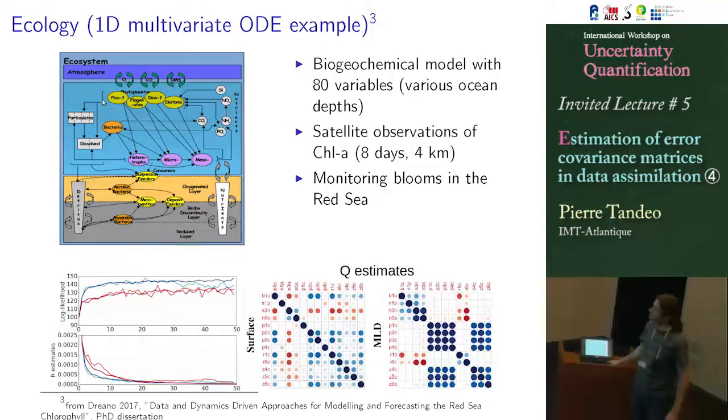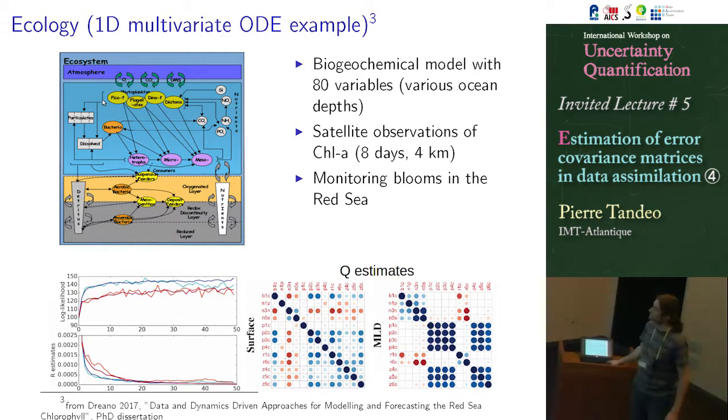The blooms are a kind of emergence of algae in the water, and it can be a disaster, especially in the Red Sea. To monitor these blooms, they use satellite observation, so chlorophyll satellite images or color images. And they also use a quite simple one-dimensional model. It's in one pixel, I would say, but with different depths. So you have like 80 variables at different depths.